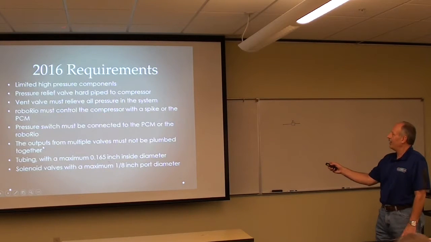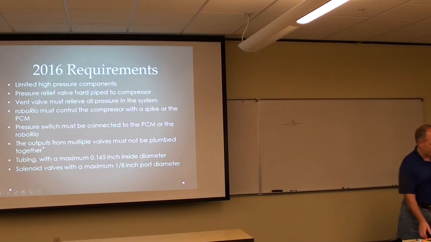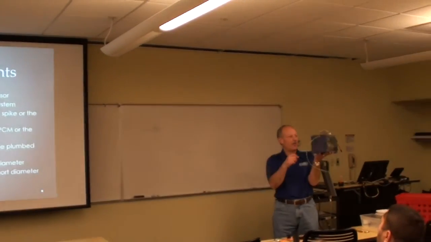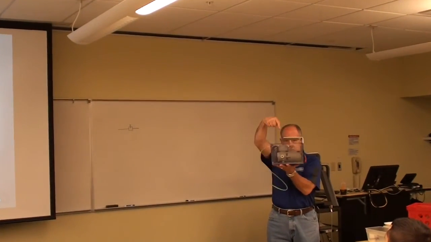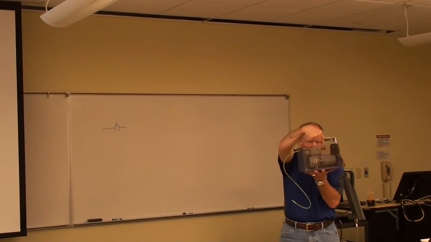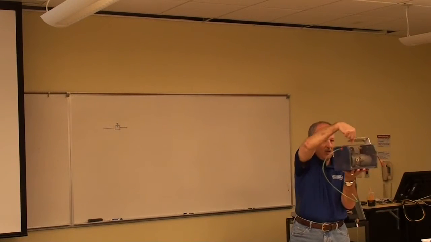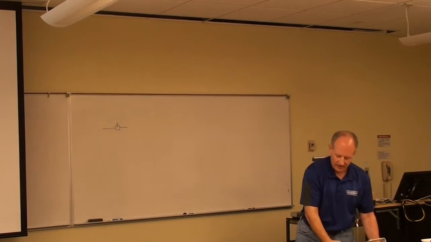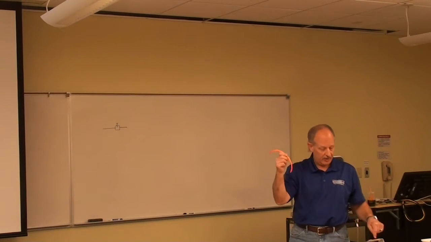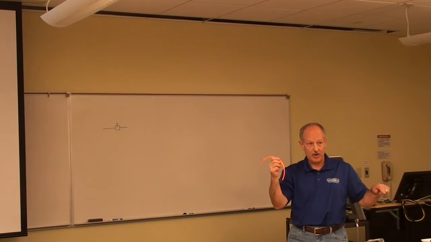Again, we talked about what components can go on the high pressure side. You have to hard pipe. If you look on my compressor here, the nice thing about this particular compressor is it had two pressure ports. So our pressure relief valve is on one of those ports. It's hard piped, so that's perfectly legal. You cannot use tubing between your compressor and your pressure relief valve, okay?